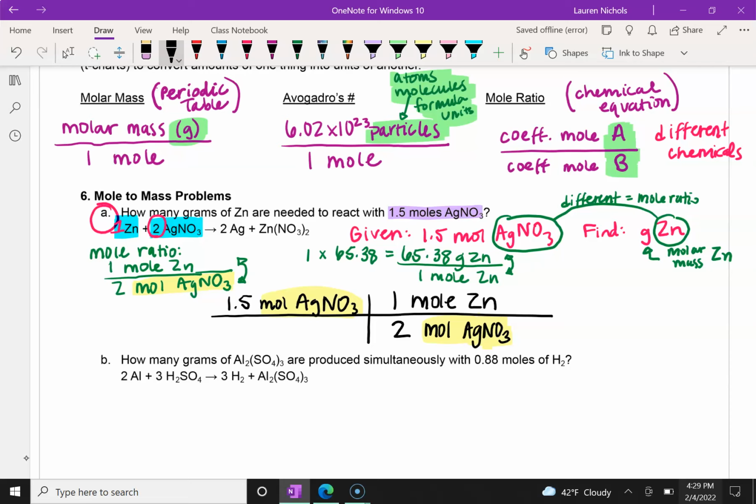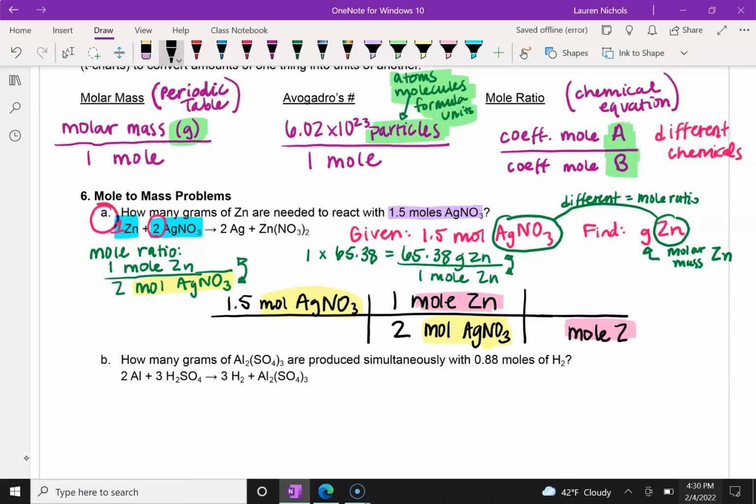Now, moles of zinc is not what we're trying to find. We're trying to find grams of zinc. So that means we'll need to cancel out moles of zinc. So we set up a second step, which is great because we already said we would need 2 steps, mole ratio and molar mass. Because moles of zinc is here, it must show up in the bottom. That's always the pattern.